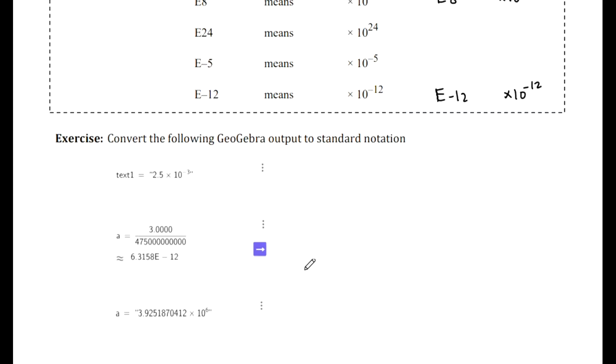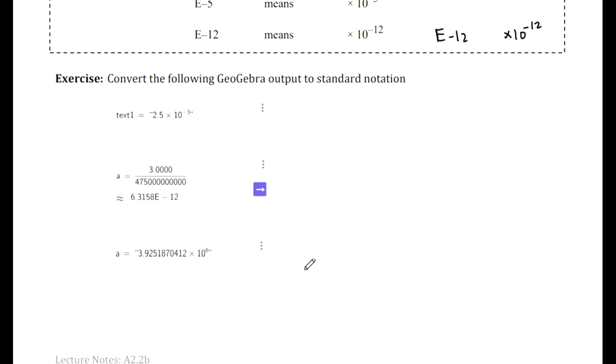Let's practice with some outputs from GeoGebra. So if we're given 2.5 times 10 to the negative third, that means we have a relatively small number. 10 to the negative 3 is we have a number being divided by 10 3 times. So we're going to take the 2.5 and make it smaller by going to the left. We're going to go 1, 2, 3 times. So we have 0.0025.